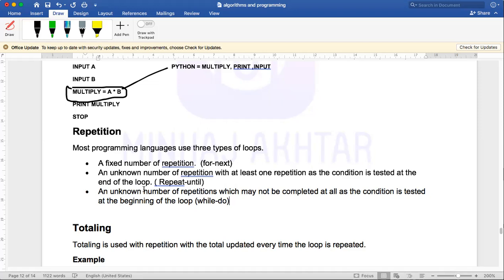Unknown number of repetitions which may not be completed at all, as the condition is tested at the beginning of the loop. Look, repeat until works at the end of the loop, while do works at the start of the loop. So it will check the condition at the start of the program and then perform the repetition. This is the difference between while do and repeat until. Repeat until applies the loop at the end, while do applies the loop at the start. Both work with the help of conditions.